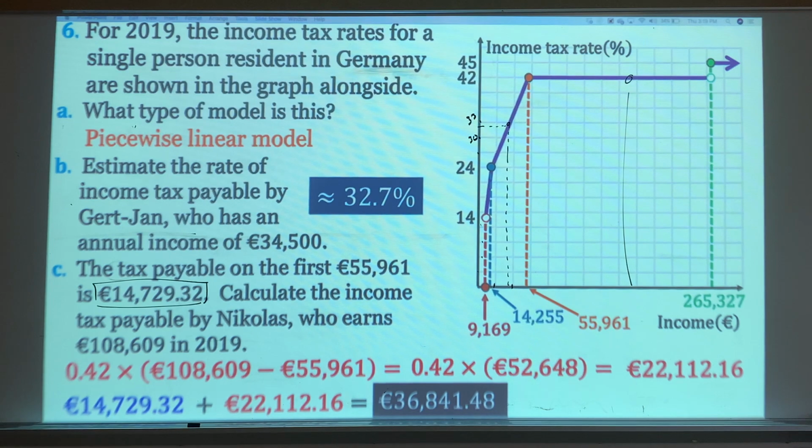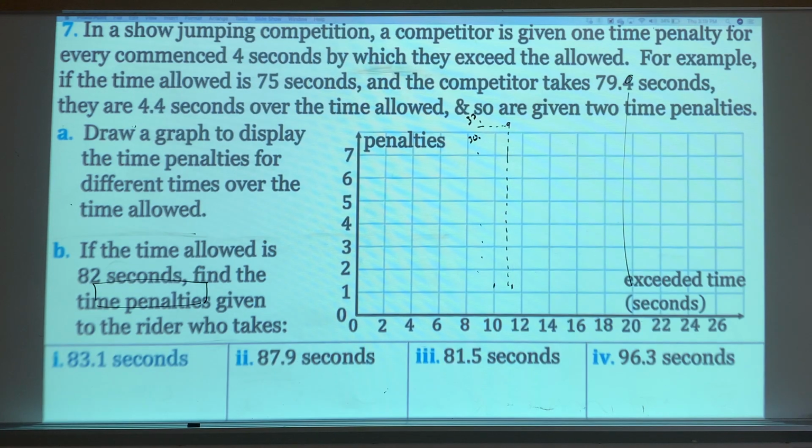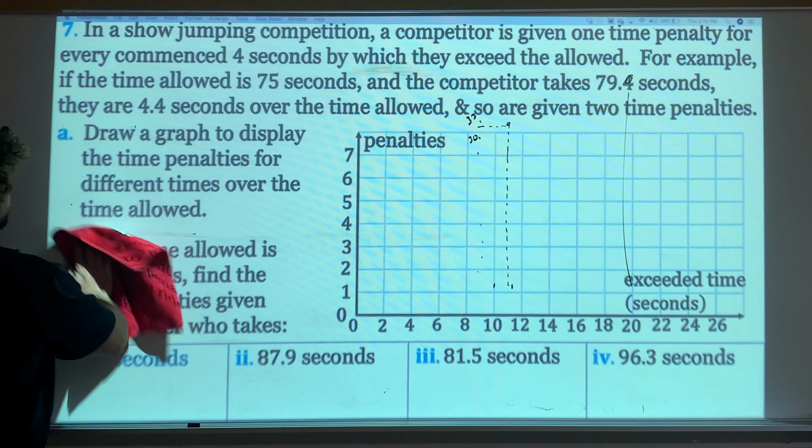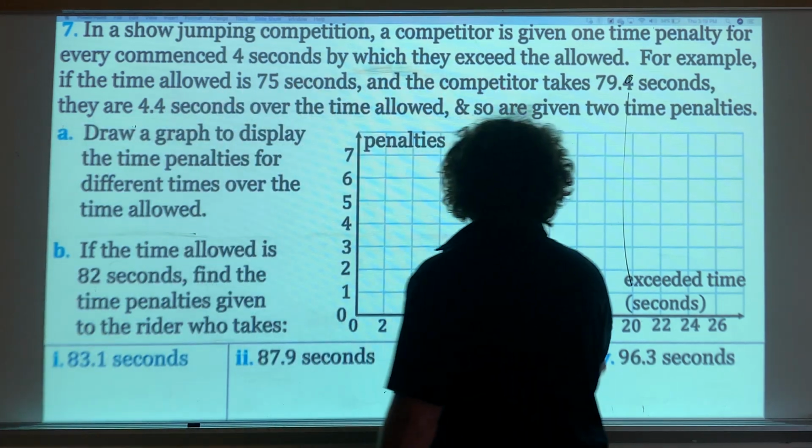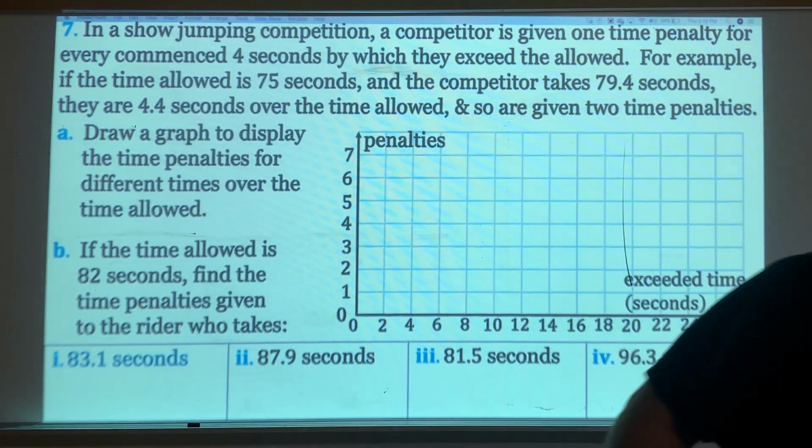Got it? Pretty easy. Problem number 7. In a show jumping competition, we're almost done. How much we got left? We got a couple left, like 3.